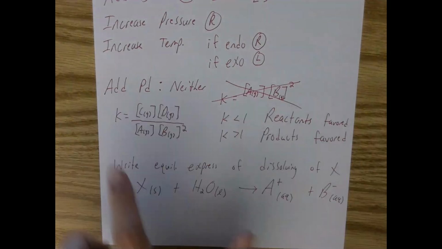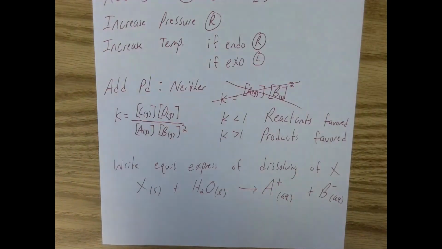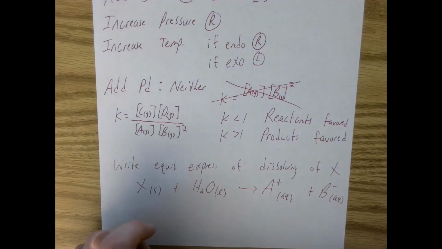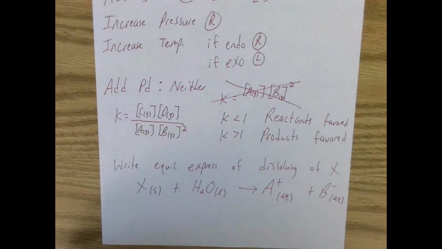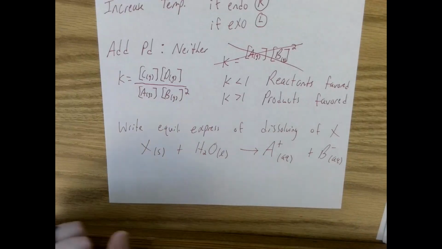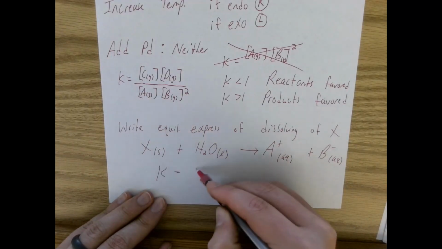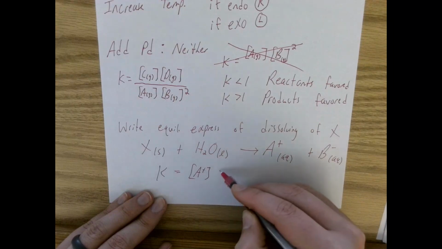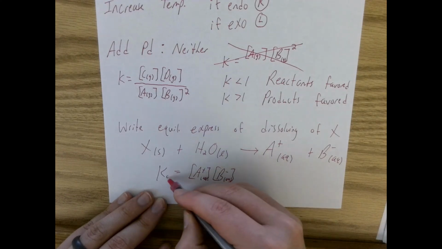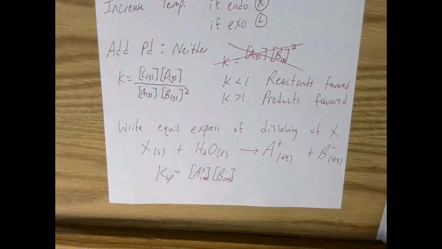Then when I write the expression, what two things do I include in my equilibrium expressions? Things that are gas and aqueous. So gas and aqueous get included, so that leaves out what two things? Solids and liquids. Okay. So in this, do I include X or H2O liquid? No. So my K will just equal concentration of A plus, concentration of B minus. Okay. Typically written as Ksp. We'll discuss that more in the next chapter.